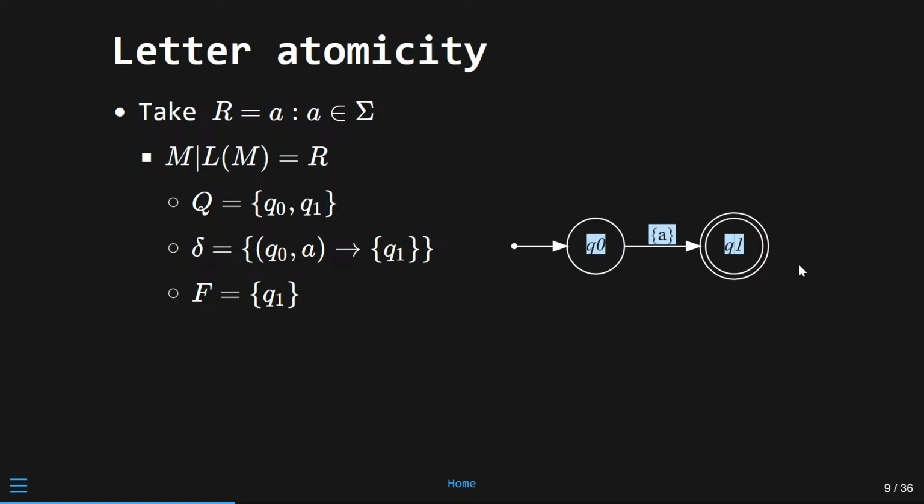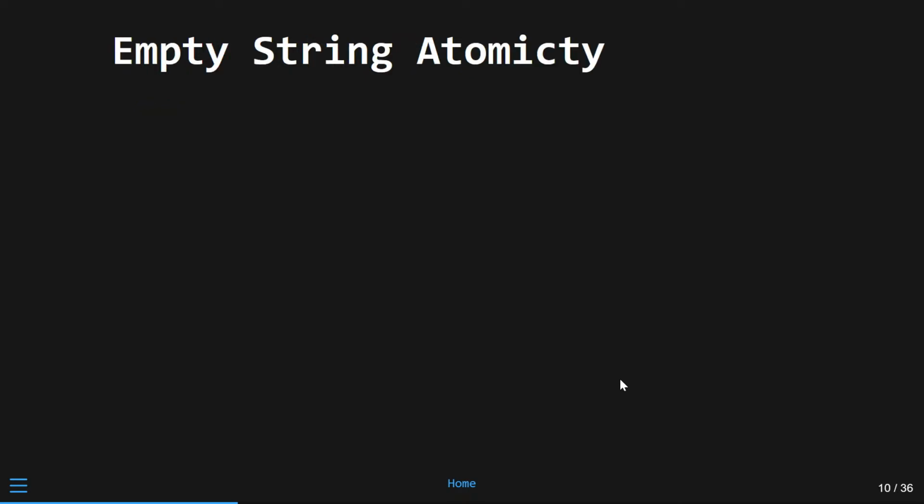So this is how I denoted it. To do a mapping, to me, Q is the set of Q0 and Q1. It is the set of nodes. Delta is the set of labeled edges. And then F is the double circles. Final, finish, whatever.